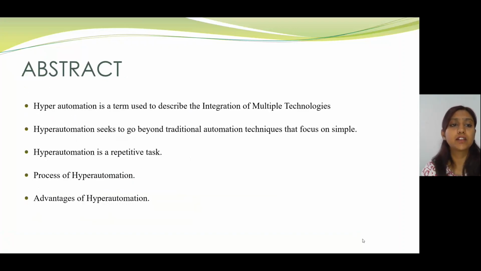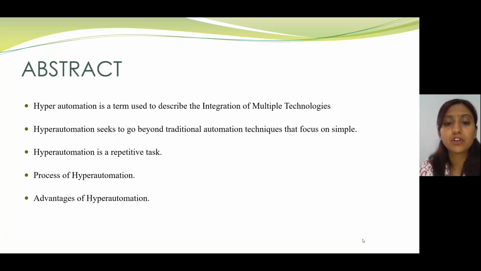Now let us start with the abstract. Hyperautomation is a term used to describe the integration of multiple technologies such as artificial intelligence, robotic process automation, machine learning, and natural language processing to automate complex business processes. This approach leverages the strengths of each technology to create more efficient and effective automation systems.